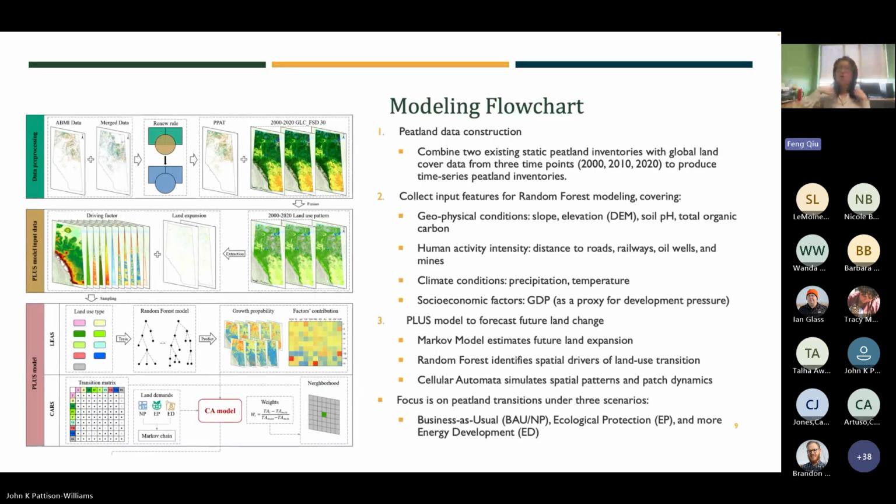Okay, so here is the modeling. The model part includes three steps. In the first step, we utilize the two biggest existing peatland inventories in Alberta and combine them to create a potential extended peatland area. Then we overlap this potential peatland area, not the actual peatland area, given the data we have, with three periods of global land cover data, in order to create three pieces of peatland information for three different periods.